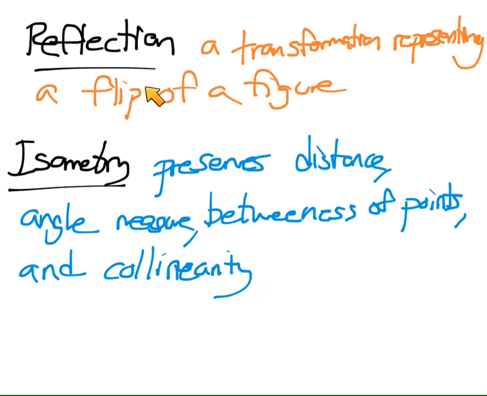A reflection is just a type of transformation that flips a figure. I'm going to give you a line of reflection. You can't just flip a figure randomly. You have to flip it over something, right? You have to flip it over some line. And we're going to talk about 4 different ones that we're going to reflect over.